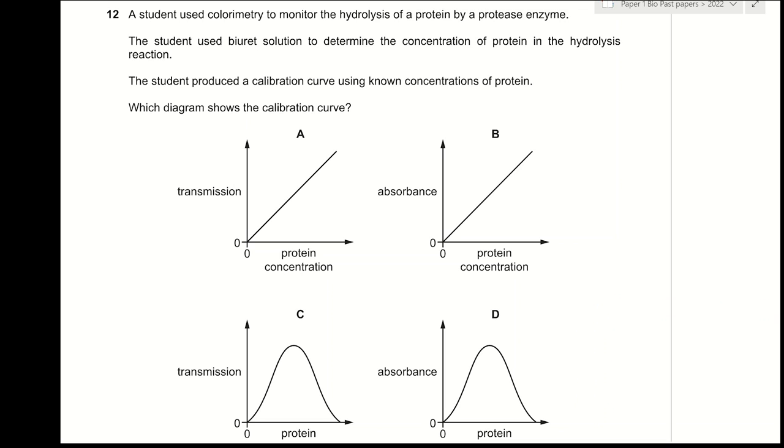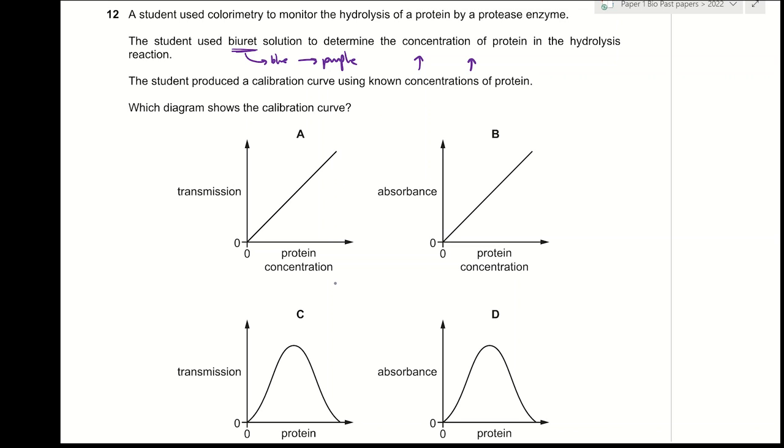Question number 12. A student used colorimetry to monitor the hydrolysis of a protein by a protease enzyme. The student used a Biuret solution to determine the concentration of protein in the hydrolysis reaction. The student produced a calibration curve using known concentrations of protein. Which diagram shows the calibration curve? Now you have to know the route of the reaction that we have here. Here, Biuret solution would give a positive result with protein, and it would turn from blue to purple. Therefore, as the protein concentration increases, the absorbance of the colorimeter also increases. Therefore, here it says which diagram shows the calibration curve.